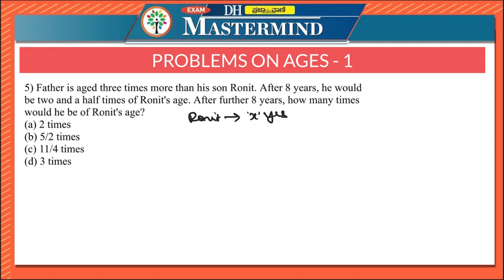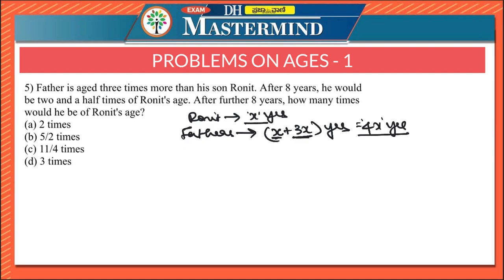Then, as per the data provided in the question, his father is aged 3 times more than his son. Not 3 times the age of his son, but 3 times more than the age of his son. So father's age will naturally become, according to the question, X plus 3x, that is, 4x years. Please remember, here it is x, here it is 4x. This is how we assume the ages of Ronit and his father according to the data given.